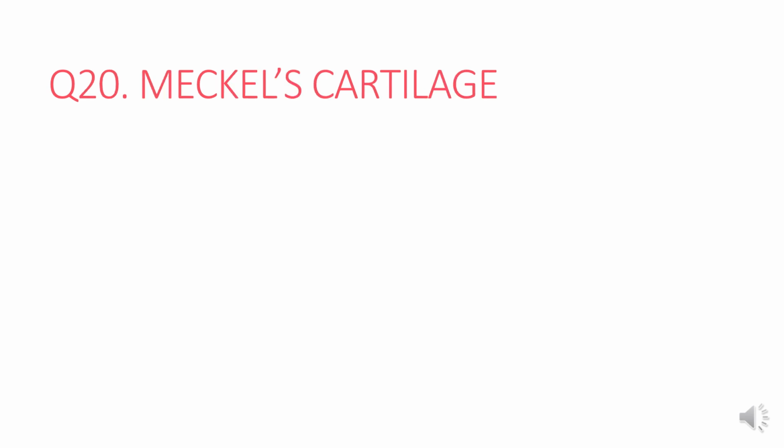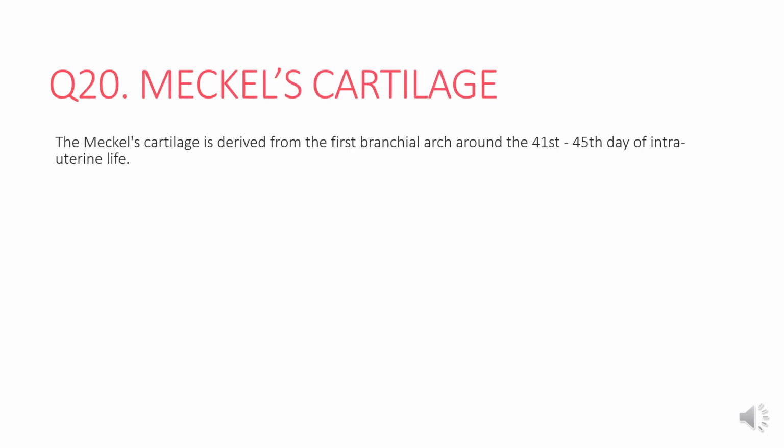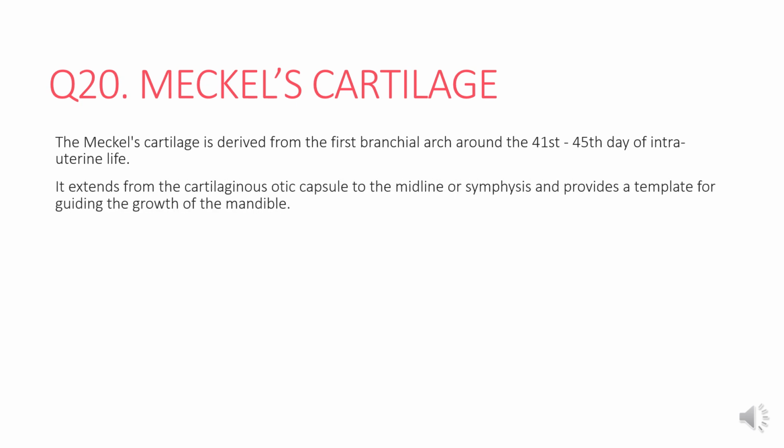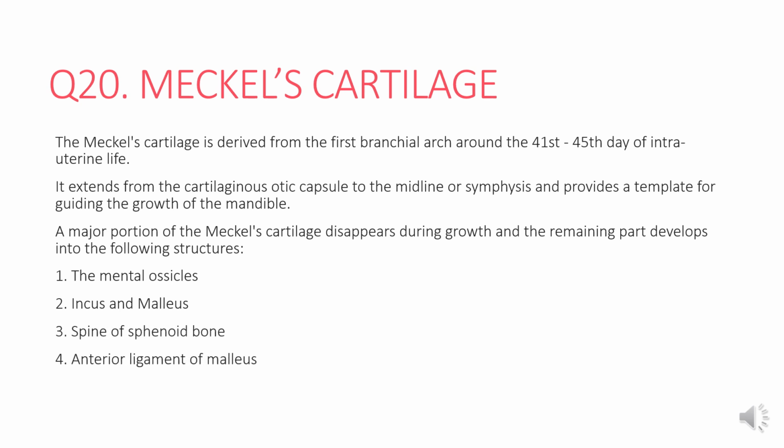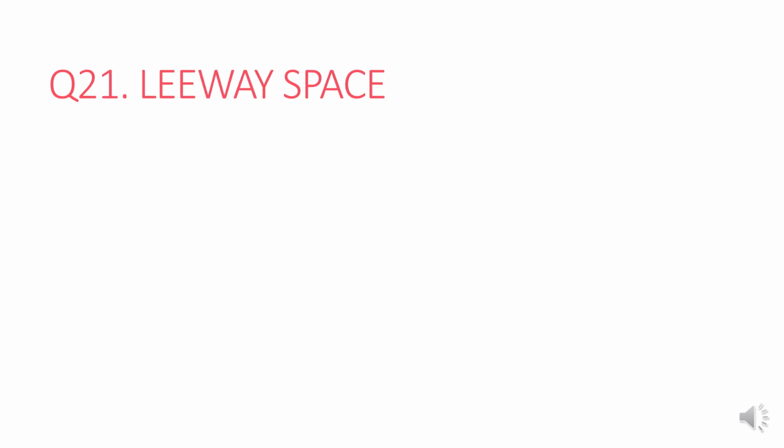Next question is Meckel's cartilage. The Meckel's cartilage is derived from the first branchial arch around the 41st to 45th day of intrauterine life. It extends from the cartilaginous otic capsule to the midline or symphysis and provides a template for guiding the growth of the mandible. A major portion of the Meckel's cartilage disappears during growth and the remaining part develops into the following structures: the mental ossicles, incus and malleus, spine of sphenoid bone, anterior ligament of malleus, sphenomandibular ligament, and the lingula.